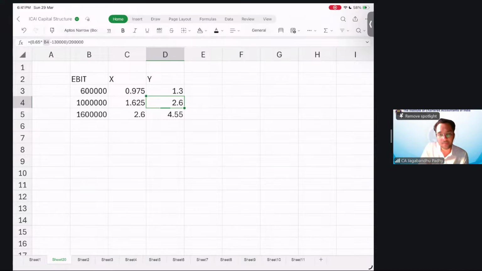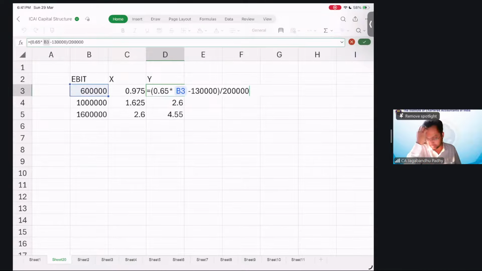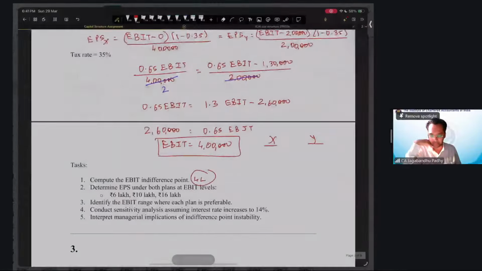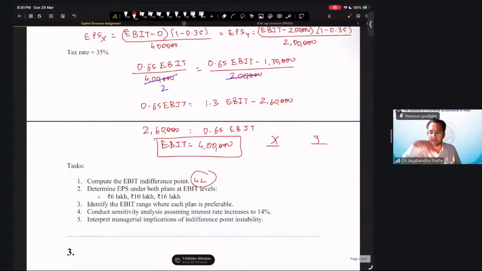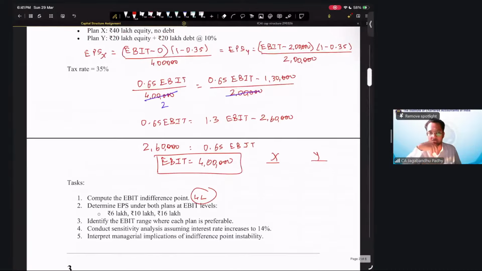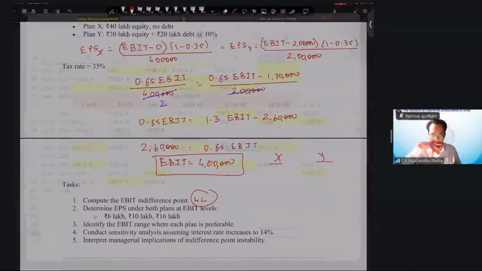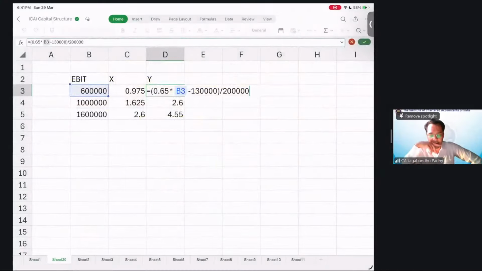Point 0.65, 0.65, 1.3, 2.275. How come? EBIT is 6 lakh multiplied by 0.65 minus the post-tax interest, 1,30,000. What is the mistake that you did? Just check.